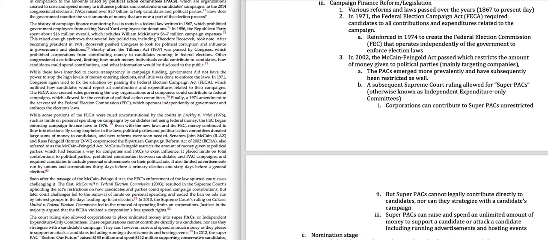So a PAC can work with a candidate but can't work with companies. A super PAC is backed by a company but can't work with candidates. That's about as clear as mud, right? Super PACs are basically companies. They cannot legally contribute directly to candidates, nor can they strategize with the candidate's campaign. They can't be seen to be directly related. Wink, wink, nod, nod, you know what happens. Super PACs can, however, raise and spend an unlimited amount of money to support a candidate or attack a candidate, including running advertisements or hosting events.